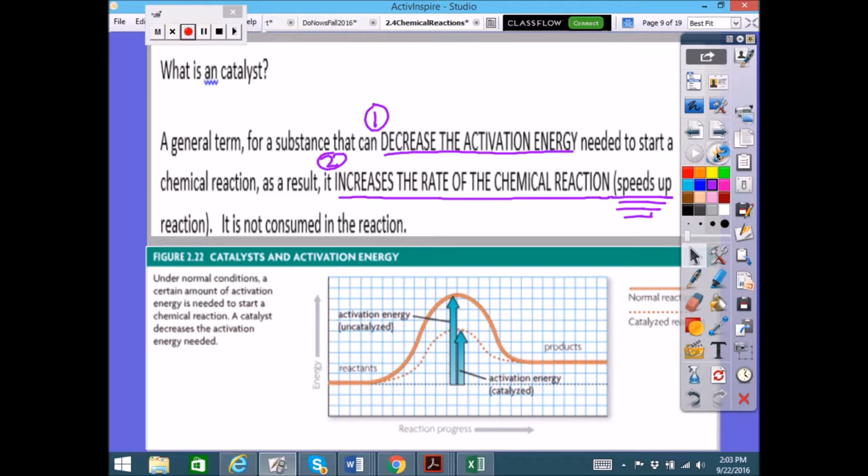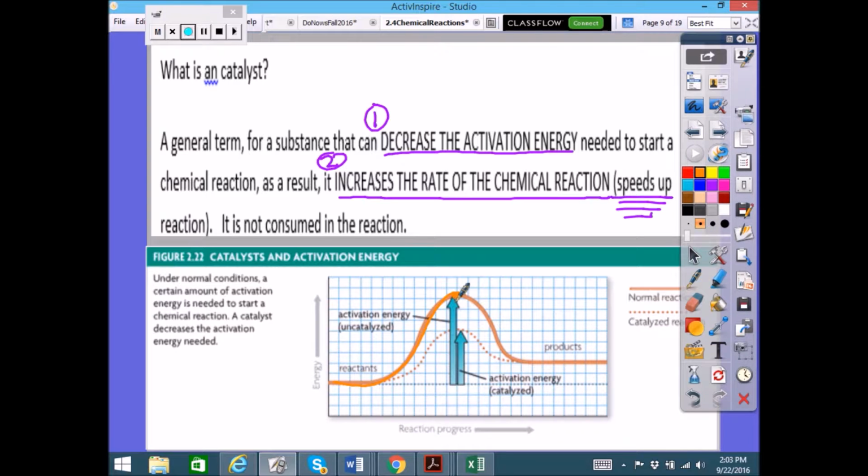Now, if you remember, what is the activation energy? Anybody? What is activation energy? Anna? The amount of energy needed for a chemical reaction to take place. Exactly. So remember, it's the big hill and it's the top of the hill. Now, a catalyst or an enzyme, because they're the same thing, has the ability to make this reaction happen easier because it helps the substrates, the reactants, find each other easier.